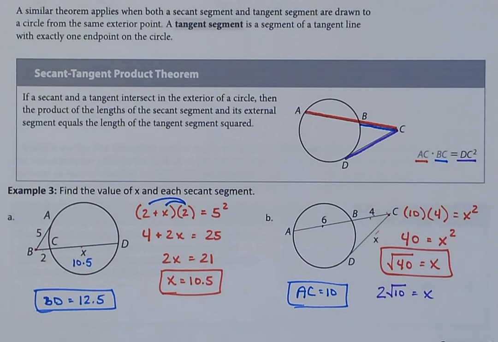And then we finished with example 3 and talking about the secant tangent product theorem, where you take the secant times its external part and set it equal to the tangent segment squared. So, with that said, that is it for today on section 15.4, segment relationships in circles. And that is it for our video today.